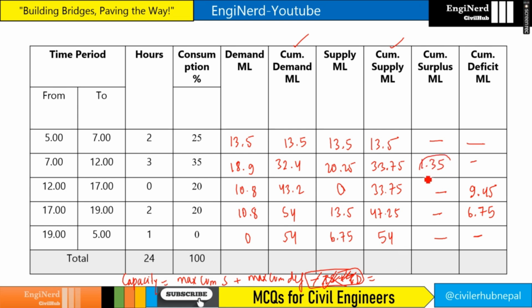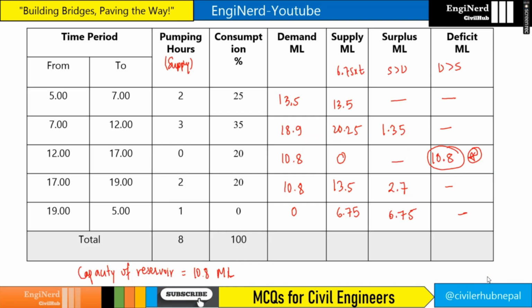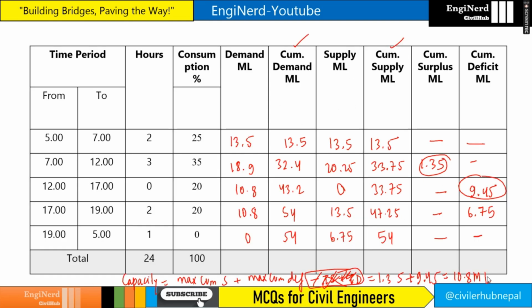Maximum cumulative surplus is 1.35, right? And maximum cumulative deficit is 9.45. If we add up this, it will be 1.35 plus 9.45. It will be 10.8, right? 10.8 million liter. So in the previous method, we got 10.8 million liter, and here also we get 10.8 million liter.